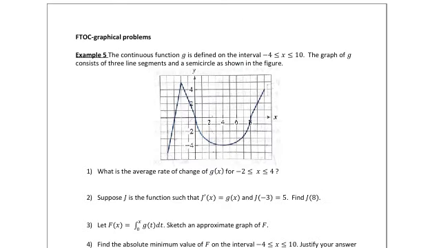Okay, so getting here to example 5. Example 5 is a very important type of problem. It's a very important AP style problem, which is going to involve FTC 2 and the net change theorem. But it is also going to involve a lot of review of things we've done before. So let's break this down.